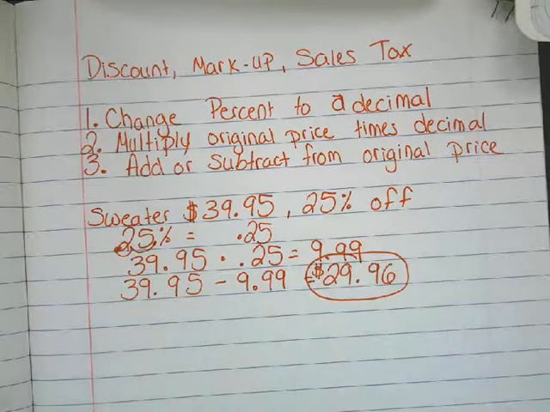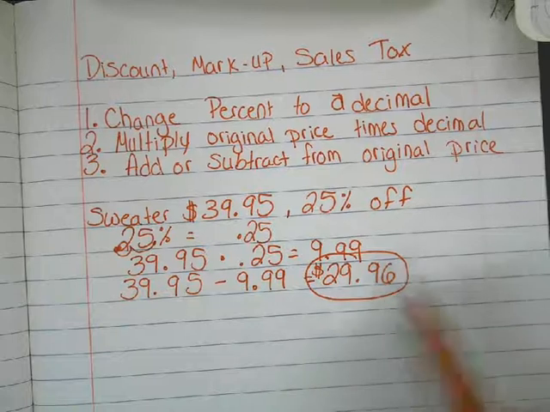We said it was going to be about how much? 30. About $29 to $30. We're pretty close to that. Okay.